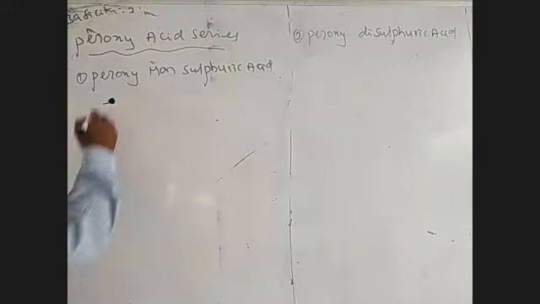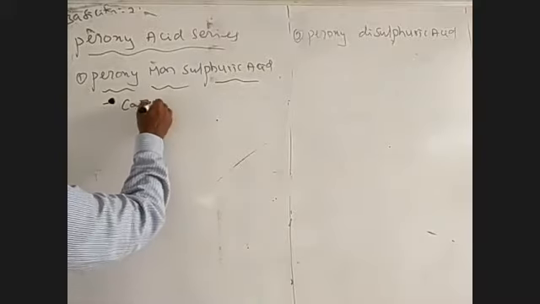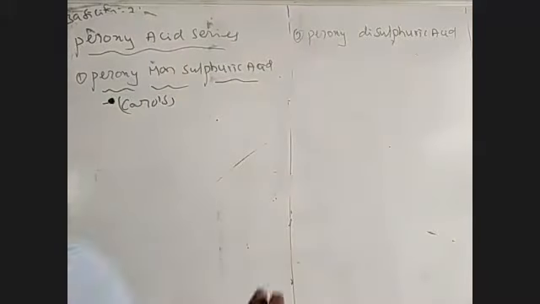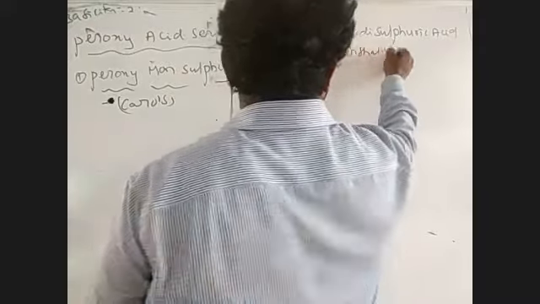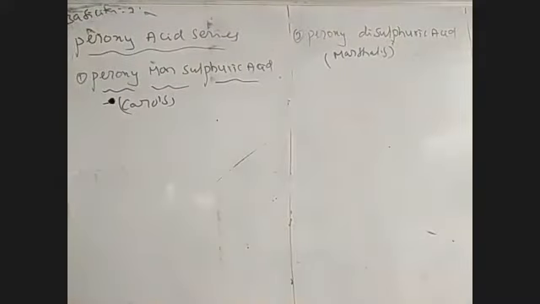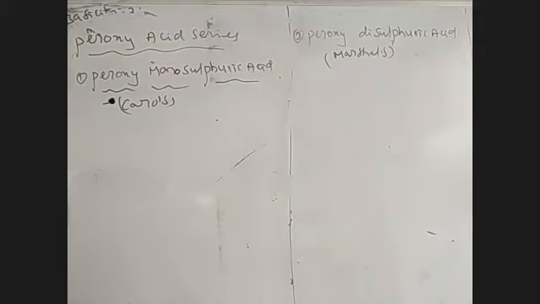The commercial name of peroxymonosulfuric acid is Caro's acid. The commercial name of peroxydisulfuric acid is Marshall's acid. Here the commercial name of pyrosulfuric acid is oleum, with molecular formula H2S2O7, and it contains an S-O-S bond. Peroxymonosulfuric acid is called Caro's acid, and peroxydisulfuric acid is called Marshall's acid.